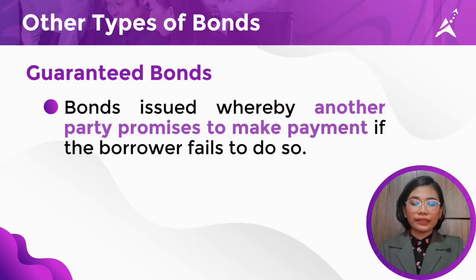Then, guaranteed bonds. Bonds issued whereby another party promises to make payment if the borrower fails to do so. In this one, a guarantor exists. If the issuer cannot pay back the principal, then the investor can go to the guarantor and they will be the one to pay the money. To determine who the guarantor is, the investor can find it on the bond indenture.